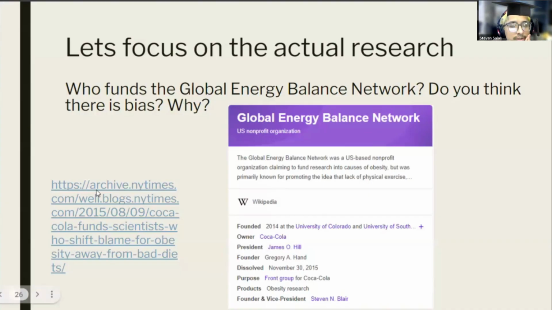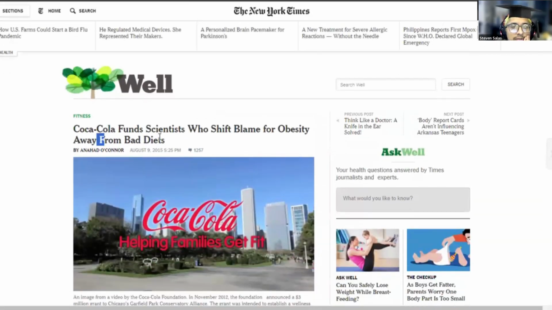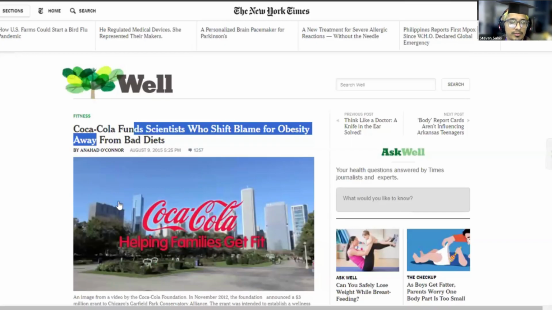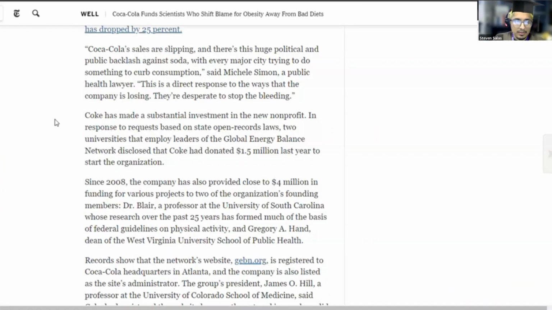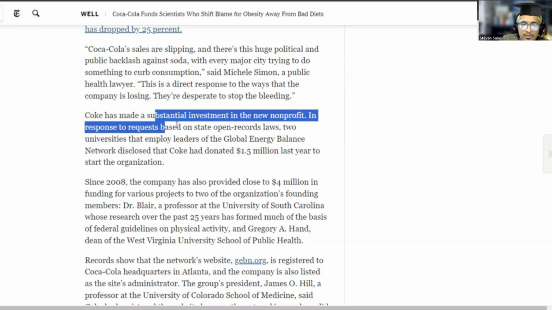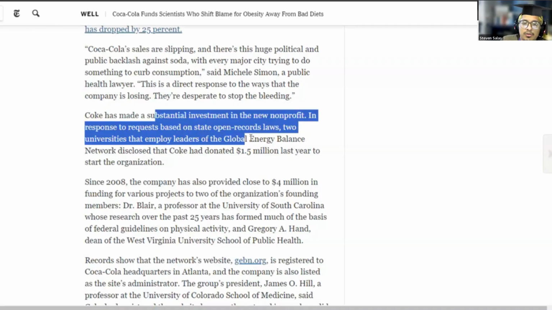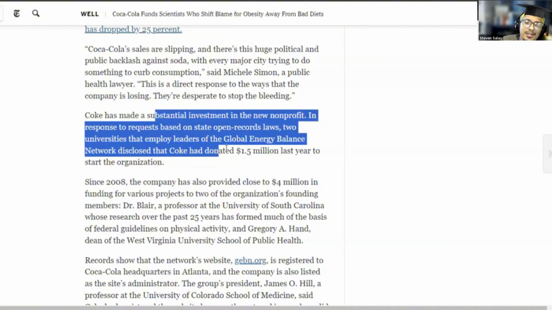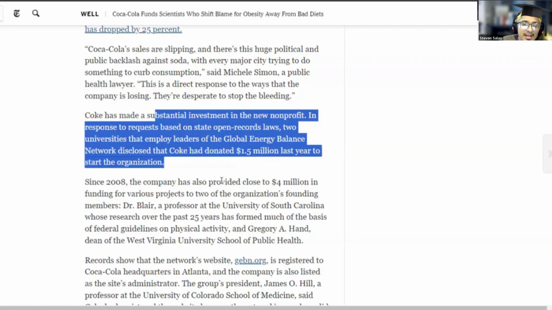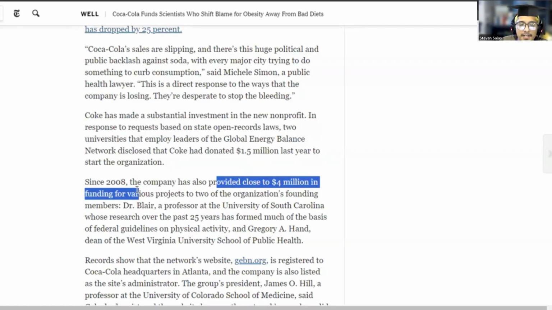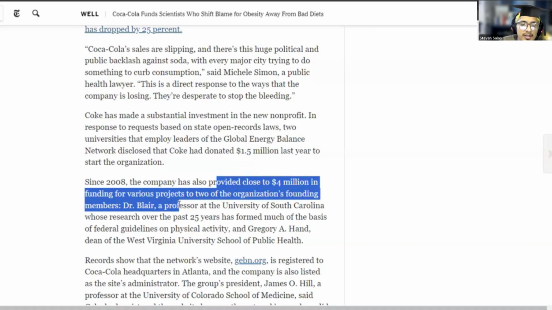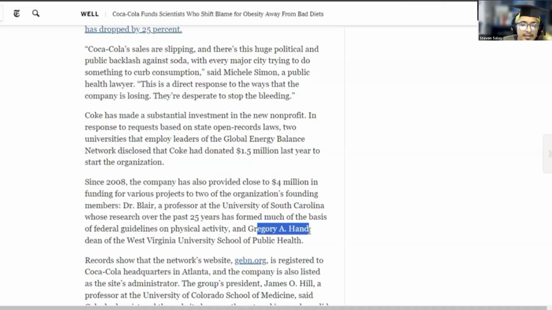And the New York Times wrote about them too. Coca-Cola funds scientists who shift blame for obesity away from bad diets. So Coke had made a substantial investment in a new nonprofit. In response to requests based on state open record laws, 2 universities that employ leaders of the Global Energy Balance Network disclosed that Coke had donated $1.5 million last year to start the organization, and provided close to $4 million in funding for various projects to 2 of the organization's founding members, Dr. Blair and Gregory A. Hand.